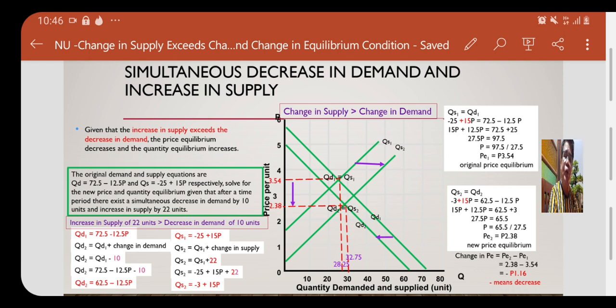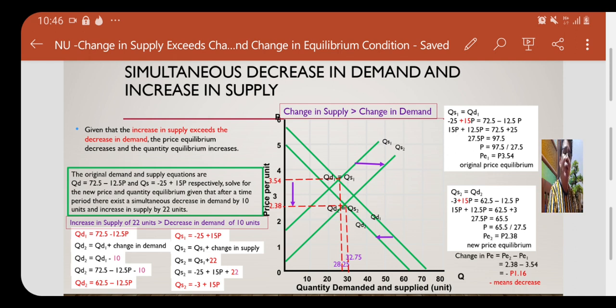And the new supply equation and demand equation can now give us the value of the new price equilibrium. So equating the new supply equation to the new demand equation, we have negative 3 plus 15p is equal to 62.5 minus 12.5p. And to solve for p, we now have the value of 2.38. The 2.38 is now the new price equilibrium value.